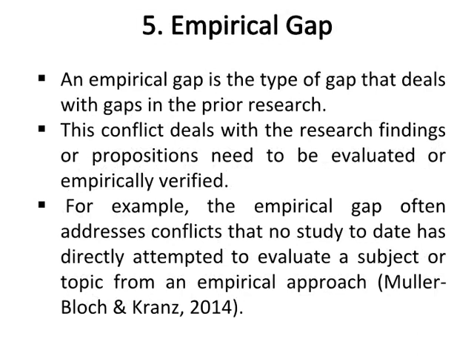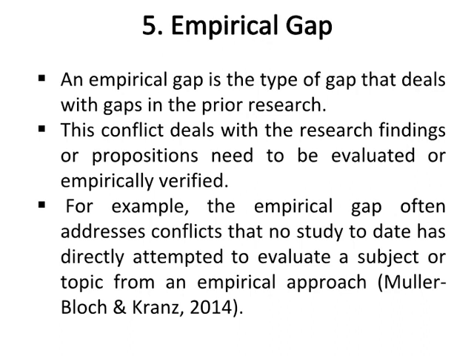Number 5 is empirical gap. An empirical gap is the type of gap that deals with gaps in the prior research. This conflict deals with the research findings or propositions that need to be evaluated or empirically verified. For example, the empirical gap often addresses conflicts where no study to date has directly attempted to evaluate a subject or topic from an empirical approach.